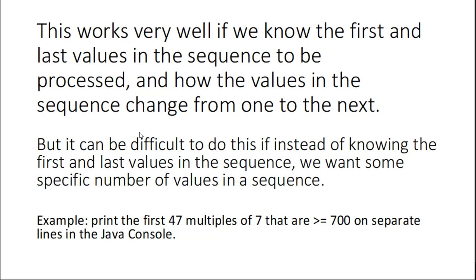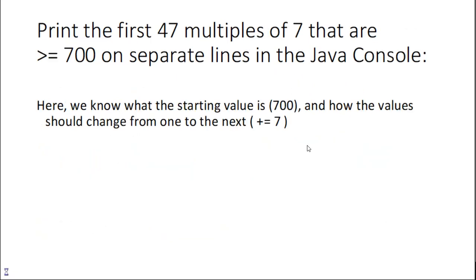You see how that's different from the other problem? Here I'm giving you a specific count of the number of values that I want to process in a sequence starting with a particular value. So we know what the starting value is, the first one greater than or equal to 700. Well, 700 is a multiple of 7, right? And we know that the next multiple of 7 would be 7 more than the previous one. So 700, then 707, then 714. Those are all multiples of 7. Well, what's the 47th one? What's the 47th multiple of 7 that's greater than or equal to 700? I don't know.